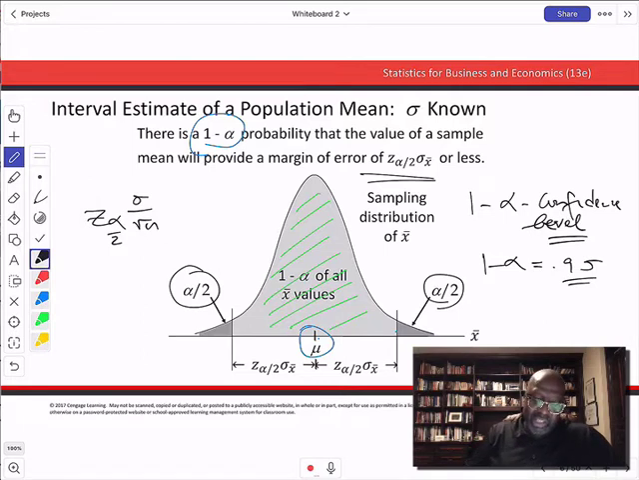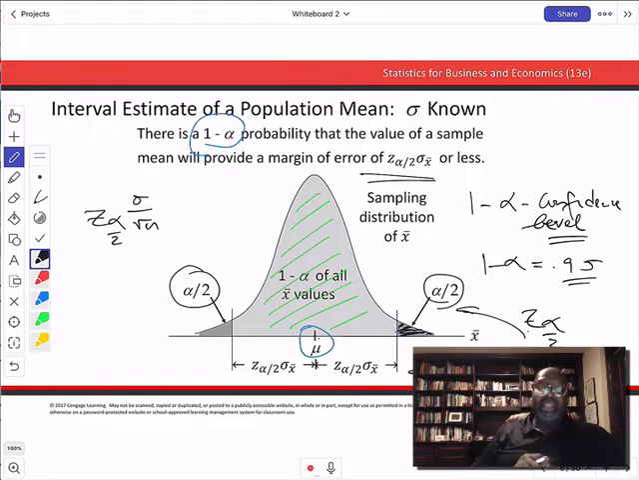And so the notation of z alpha over 2 is just telling you that's the z value associated with having alpha over 2 in the tail. That's the area in the tail, right? So if I shade it in black here, that's the area in the tail, and that is the corresponding z value. So that's just the notation that we're using in this case.